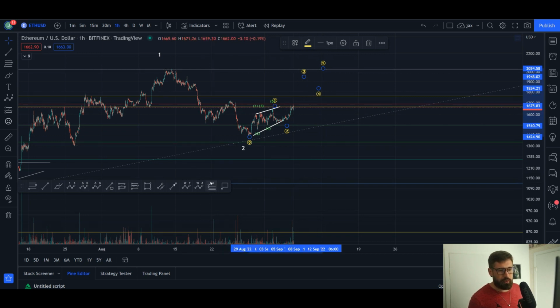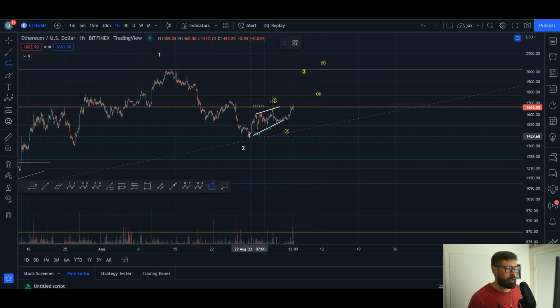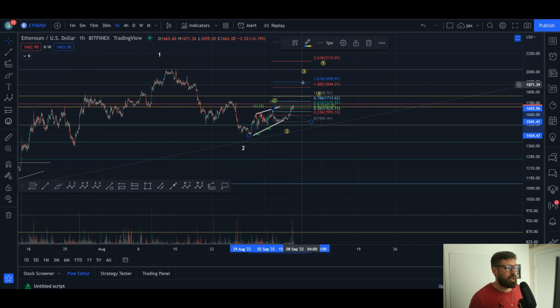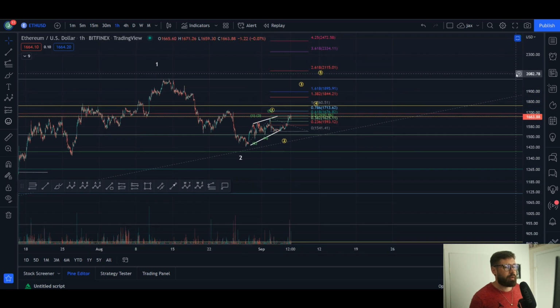If that were to be the scenario that's playing out, you can take your trend-based extension from the bottom of wave 1 to the top to the bottom of wave 2. You'd be looking for a 1.618 extension at about 1895 for a potential wave 3. See a wave 4 and a final wave 5.